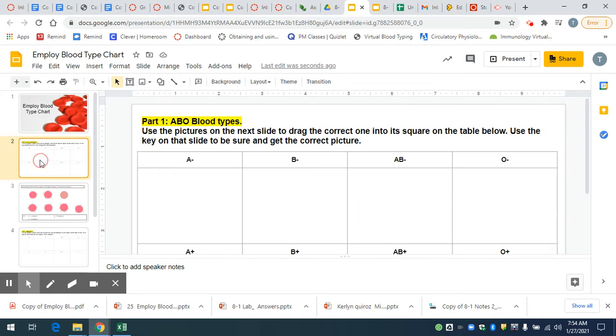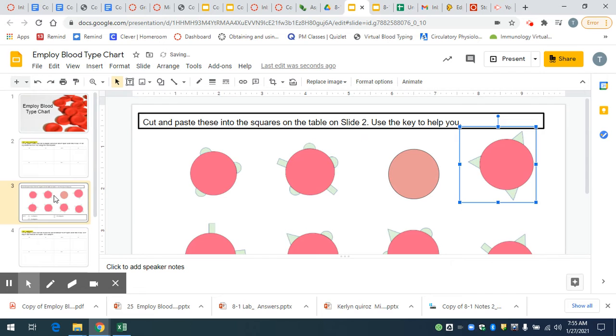When you look at the first page, what you're supposed to be doing is picking the red blood cell that would match in each of these different blood types. So this one involves the antigens. Remember, antigens are the glycoproteins on the surface of the red blood cell. That's what you're seeing here: the blood cells with the antigens stuck to them.